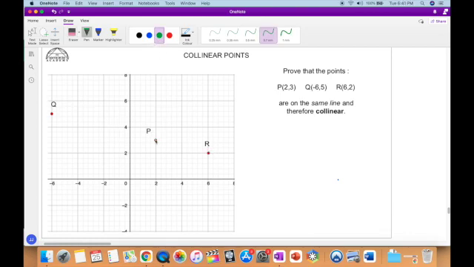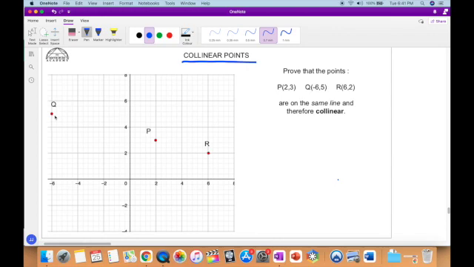Maybe PR looking a little bit so, and QP looking a little bit so, I don't know, right? So how can we prove if the 3 points are on the same line? These are called collinear points. Collinear points is proven if these 3 points are on the same line, right? So prove that the points P, Q, and R are on the same line and therefore collinear.